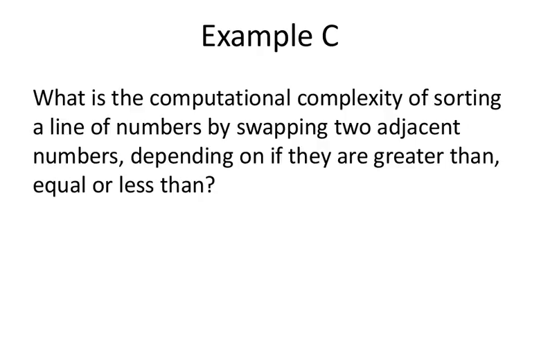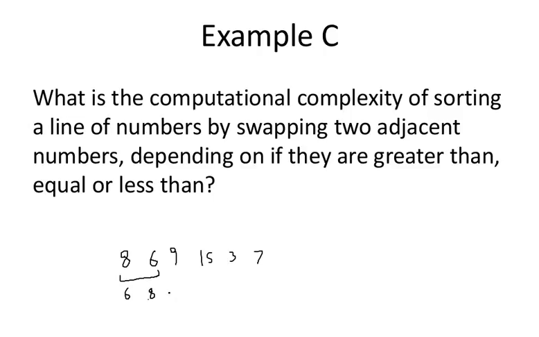Here's another famous example, and that's swapping numbers. What is the computational complexity of sorting a line of numbers by swapping two adjacent numbers, depending on if they're greater than or less than? So for example, you have a number like 8, you have 6, you have 9, you have 15, you have 3, you have 7. You can compare the first two, and you see 6 and 8. And you think, oh yes, I'll swap those, 6 and 8.